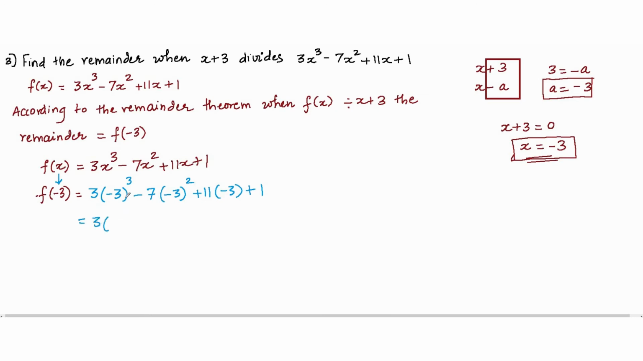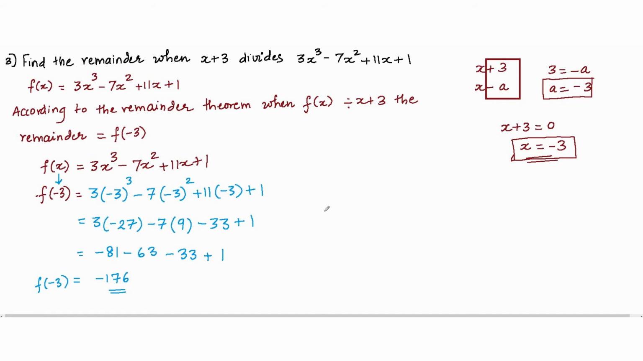3 times negative 3 the whole cube is negative 27, minus 7 times negative 3 the whole square is positive 9, plus 11 times negative 3 is negative 33. Please be very careful with your signs. So this becomes negative 81, negative 63, then I have negative 33 and positive 1. So if you evaluate this, this comes out to be 1 minus 176. Therefore, the value of f of minus 3 is minus 176.